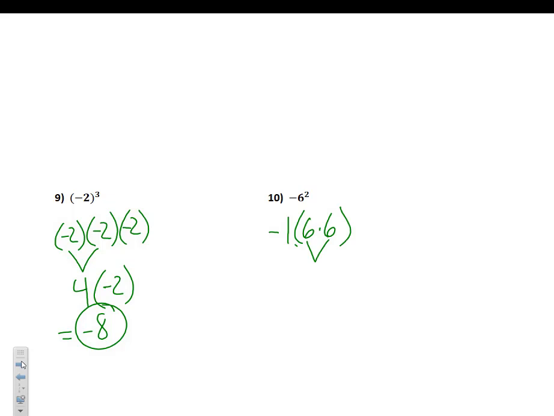I'm multiplying the like signs. 6 and 6, they're both positive. I get positive 36. Multiply that by the -1. Signs are opposite. My answer is negative. Anything times 1 is itself. So I would get -36. Go ahead and write those down and join me on the next slide.